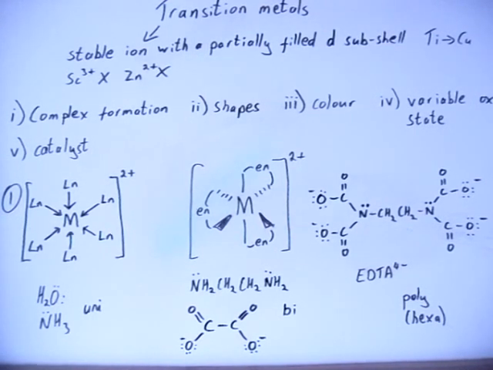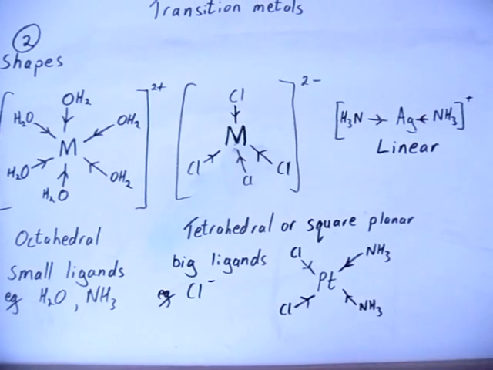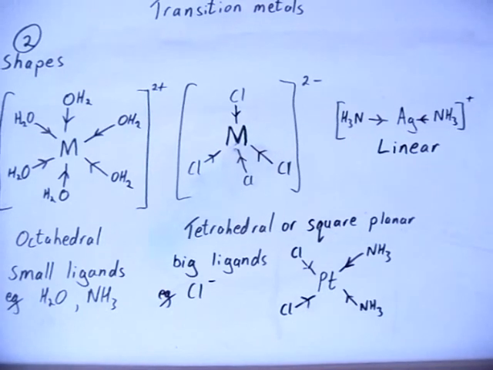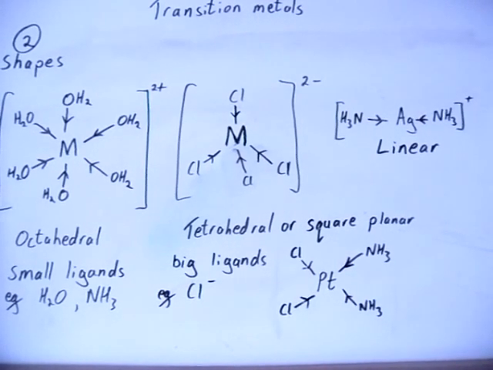Right, so now on to shapes. Right, now looking at the shapes. If you're wondering about the charges, by the way, I am just using a generic 2+ metal ion for each of these. You can obviously have 3+, and so forth.